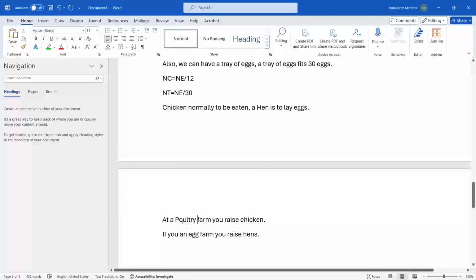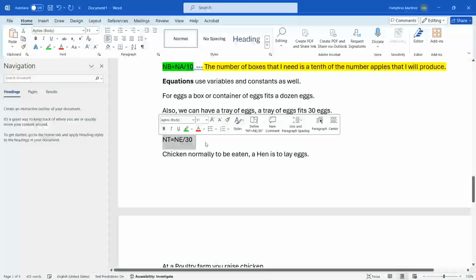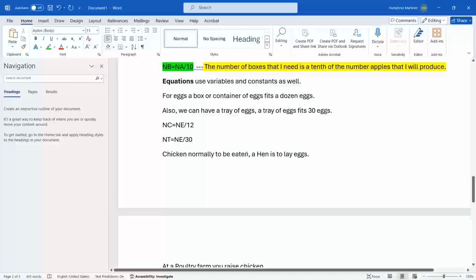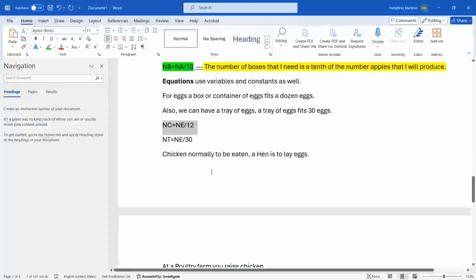¿Entendieron eso? Yes. El chicken y la diferencia entre el chicken y hen. Por eso es que dice la diferencia, porque cuando hablamos de huevos, hablamos de gallinas, y cuando hablamos de comida, de para comerse, pollos, ¿verdad? Entonces es esa diferencia, una pequeña diferencia. The important thing that we are learning here is how to do the equation.